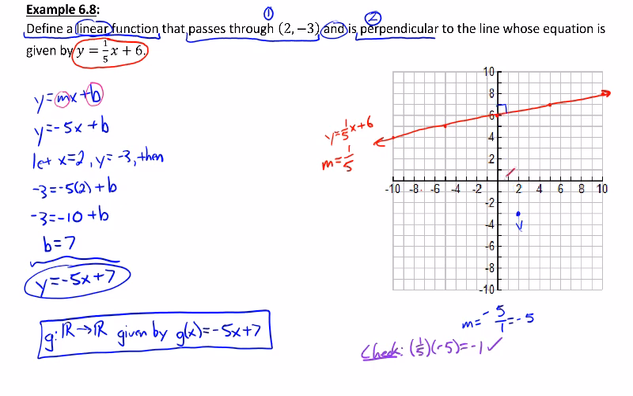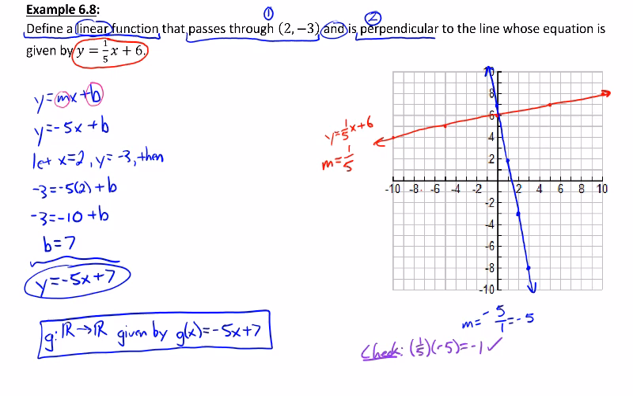I still don't have the exact picture here, and I think it would be useful if we did. So going back to the point (2, -3), if I use a slope of -5, I'll go down 5, right 1, and then I'll go backwards with that. I'll go up 5, left 1, up 5, left 1, and then I can draw the line.